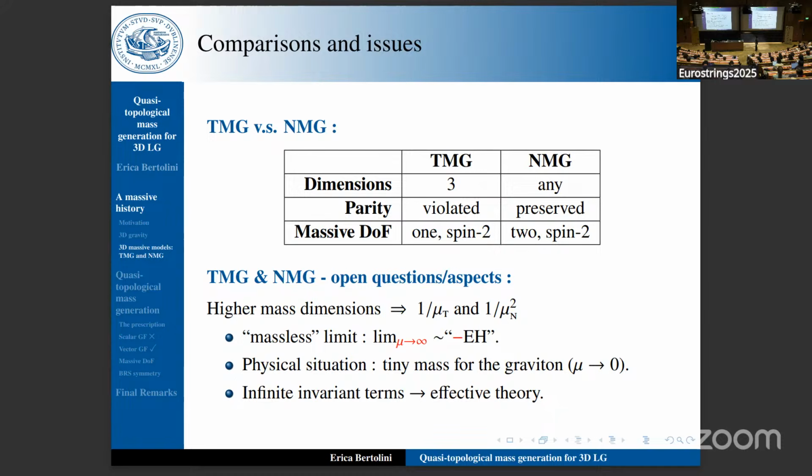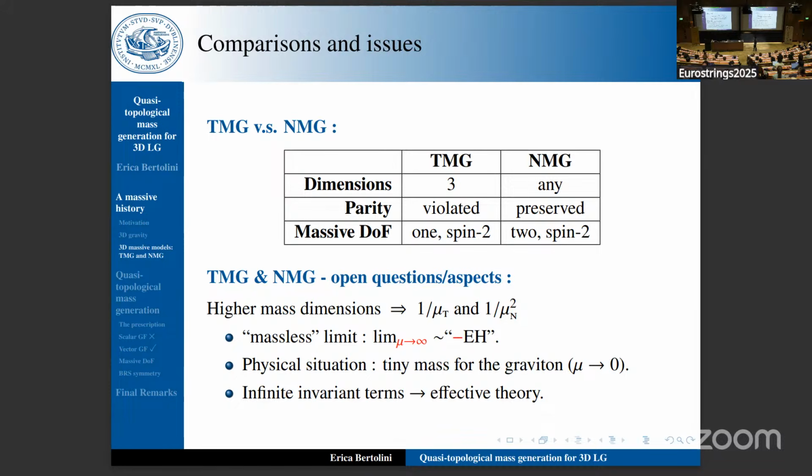But there are also some other open questions that are related to the fact that the massive part has a coefficient with negative mass dimensions, which then implies that the massless limit is actually reached only for the mass going to infinity, which gives not just the usual pure Einstein-Hilbert term, but the same with a minus sign, which was said to be the wrong sign in the new massive gravity paper.